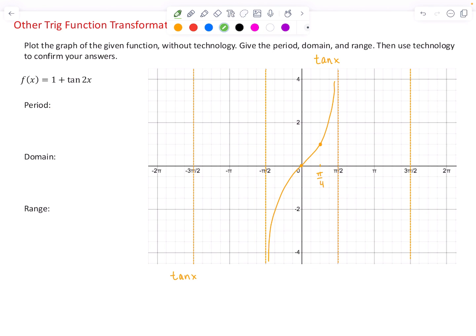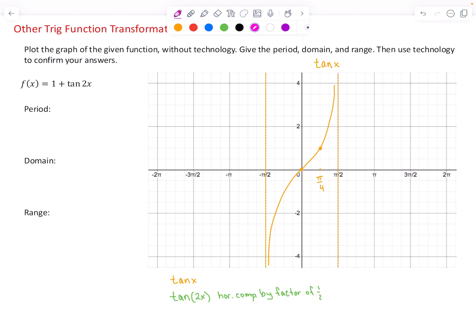Now, the first transformation we'll focus on is the effect of this 2x here. We can arrive at that by replacing x with 2x. This is a horizontal compression by a factor of 1/2. This will compress all of the asymptotes and all the points of the graph toward the y-axis, and they will all be half as far as they used to be.